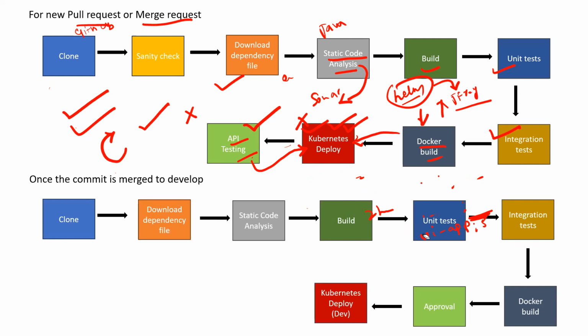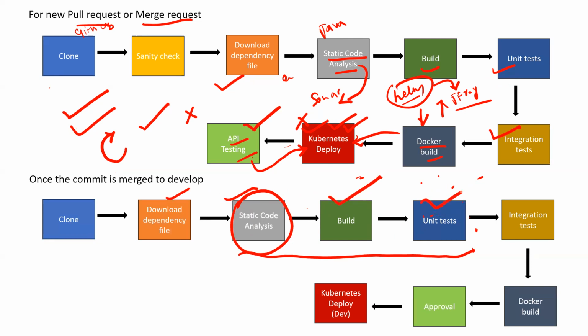So here also, there were a couple of stages. You can see clone, download dependency, static code analysis. These are repeated stages because we would already have run them and created an image, right? But again, we wanted to run the static code analysis. We wanted to check that nothing is broken in the develop branch. And after that, we used to execute the build, unit test cases, integration test cases, and then create a Docker image and Helm chart, and upload them onto Artifactory.